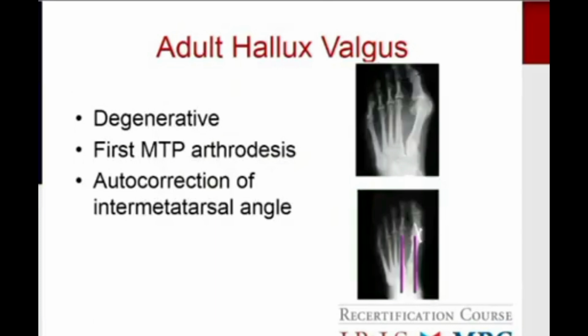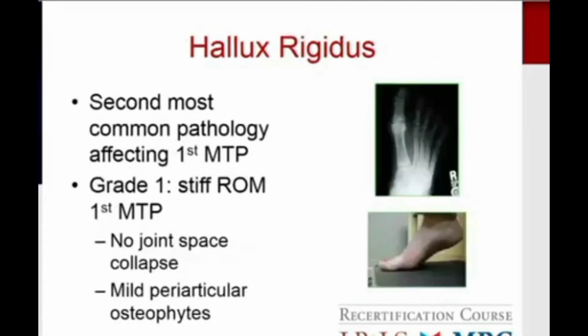The final category I talked about was a degenerative or arthritic first metatarsal phalangeal joint with respect to a bunion deformity. Those patients all end up with a first metatarsal phalangeal joint arthrodesis, and fortunately, that allows auto-correction of the intermetatarsal angle, so we have to do nothing else. We don't do a proximal osteotomy with it, we don't do a Lapidus with it, we just do a first metatarsal phalangeal joint arthrodesis, and we correct this entire pathology in doing so.